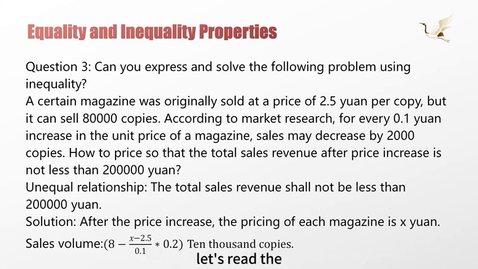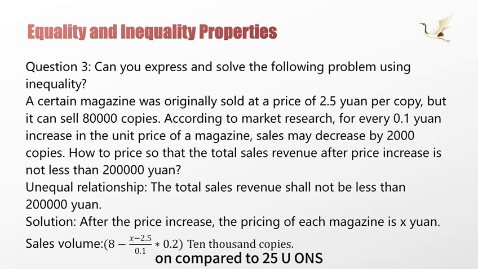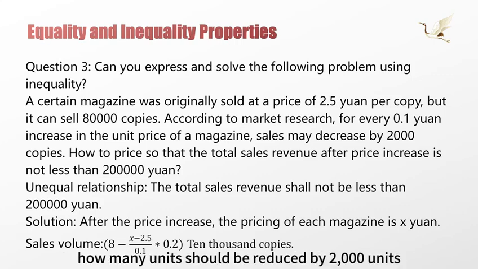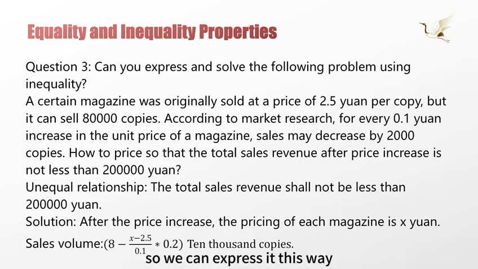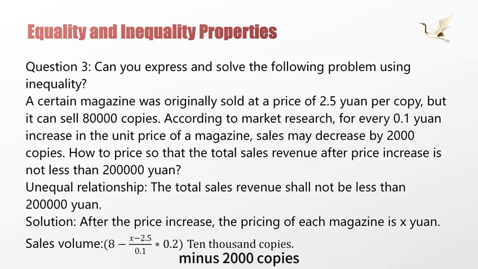Let's read the question. By how much has the sales price increased, per 0.1 yuan, compared to 2.5 yuan? What about the sales volume? On the basis of 80,000 units, how many units should be reduced by 2,000 units? So we can express it this way: the sales volume is 80,000 copies minus a multiple of 2,000 copies.